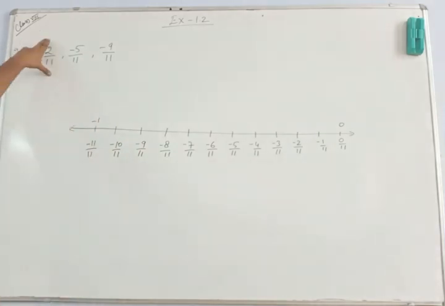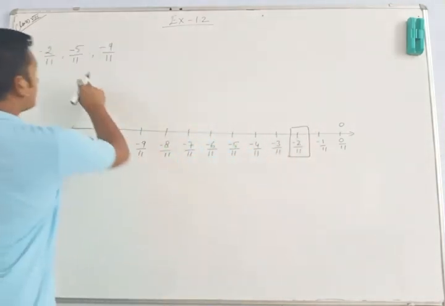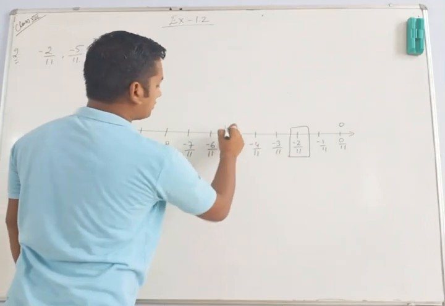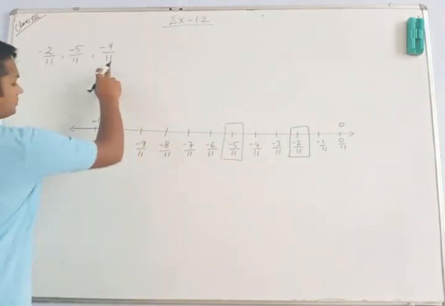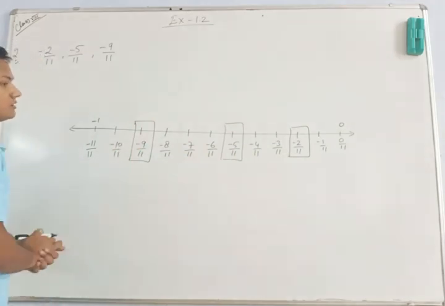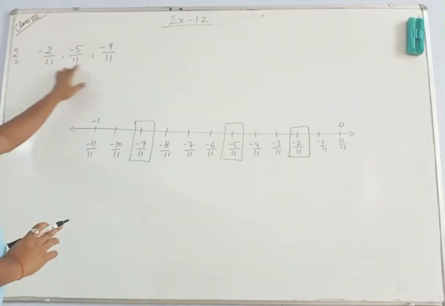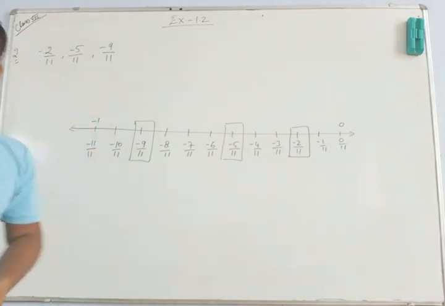Now what do we have to represent? Minus 2 upon 11 at first. So this is minus 2 upon 11. Second is what? Minus 5 upon 11. So this is minus 5 upon 11. And third is what? Minus 9 upon 11. So this is minus 9 upon 11. So this is the second question, that is how we will represent these numbers on the number line. Now the third question.